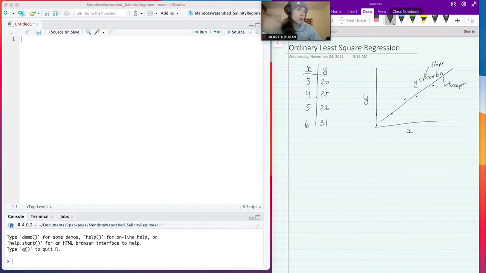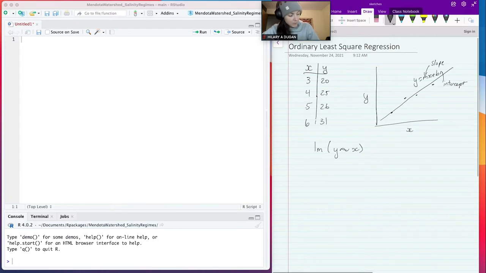And you probably also run this in R. We can do that really easily using the lm function, where we say lm is y tilde related to x. We can run this as some kind of model fit, and we can look at the summary of our fit.